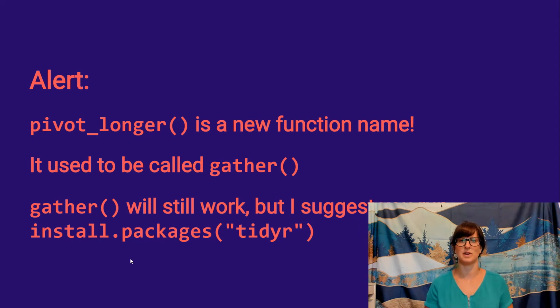I do suggest that you reinstall tidyr in order to update that package and get this new version, pivot_longer. But don't get too confused. If you see gather, same idea. It is reshaping the data to be longer instead of wider.